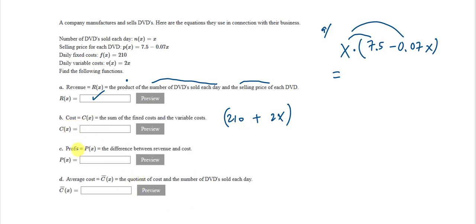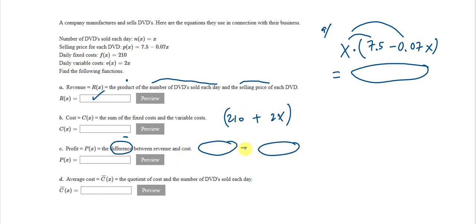Now the next one, profits. The profit is a difference, and the difference here is a subtraction. So the difference between the revenues and the cost. Anything that you get here, bring it down here, do the subtraction, and then simplify. So that is the profit.